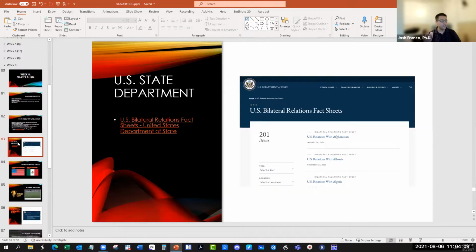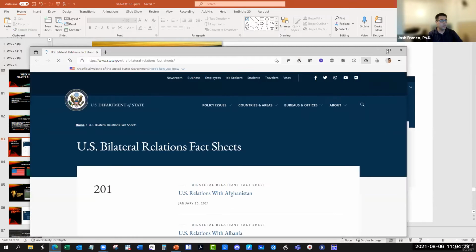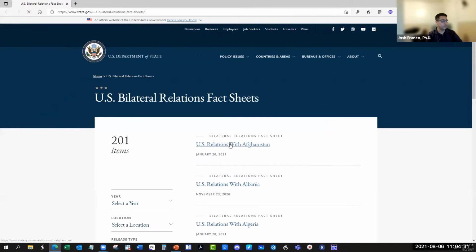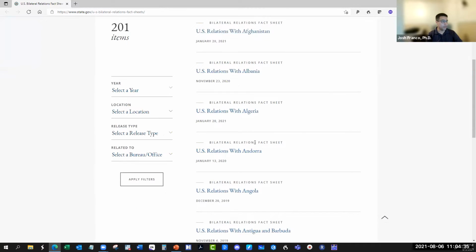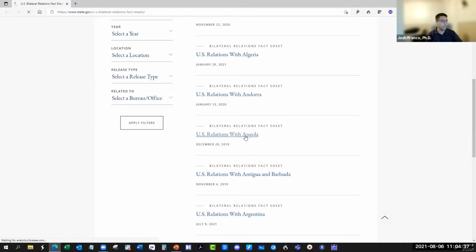I wanted to share this resource because it's something that I thought was really interesting. The United States State Department, which is the diplomatic foreign policy arm of the United States, maintains a database and fact sheets for bilateral relations with countries around the world. I'm going to go ahead and open that so you can see what this looks like. So here's their website, and you can look at the bilateral relation fact sheets for any country. So for example, go ahead and check out Angola. And give this a moment to load.